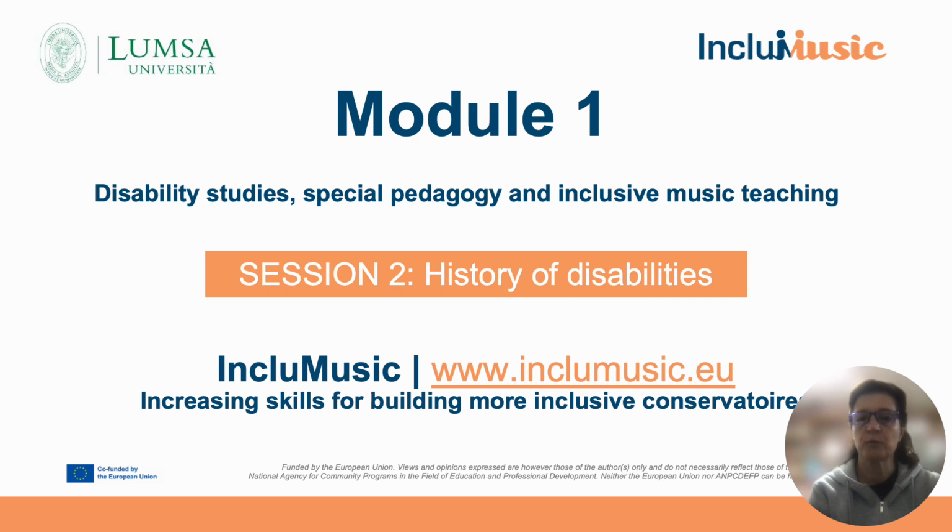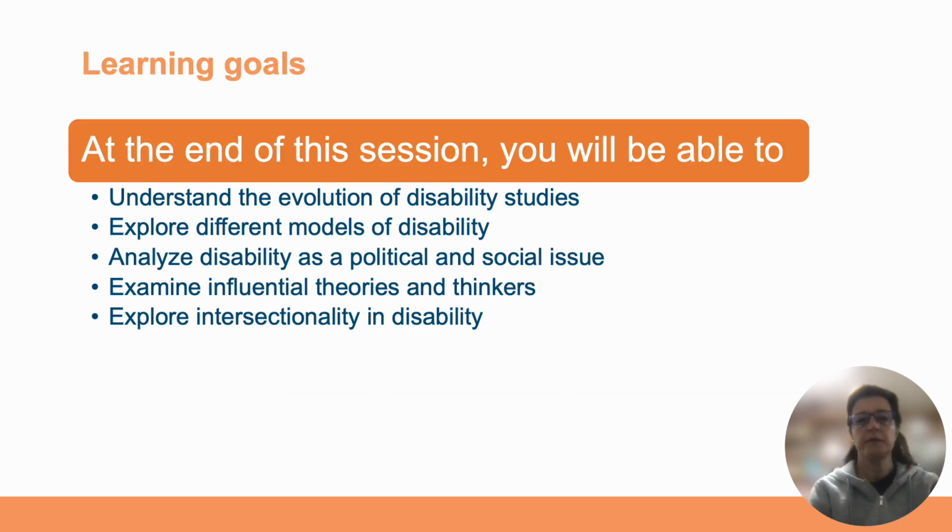as societal perspectives evolved. The key learning outcomes of this session include understanding the evolution of disability studies, exploring different models of disability, analyzing disability as a social and political issue, examining influential theories and thinkers, and exploring intersectionality in disability studies.